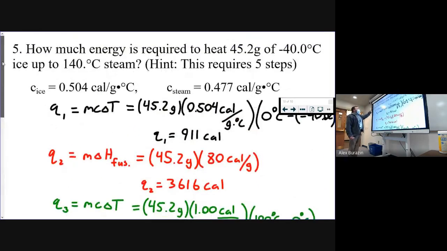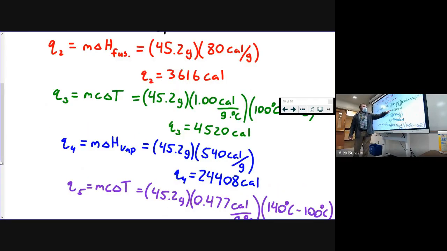Now, we have the heat required to heat up the ice from -40 to 0. The heat required to melt the ice from pure solid to pure liquid. The heat required to heat up the water from 0 to 100. The heat required to boil the water from pure liquid to pure gas, and the heat required to heat up the pure gas. That's everything. We went from -40 to +140 degrees Celsius, and we included 2 phase changes along the way. How much total energy did it take?